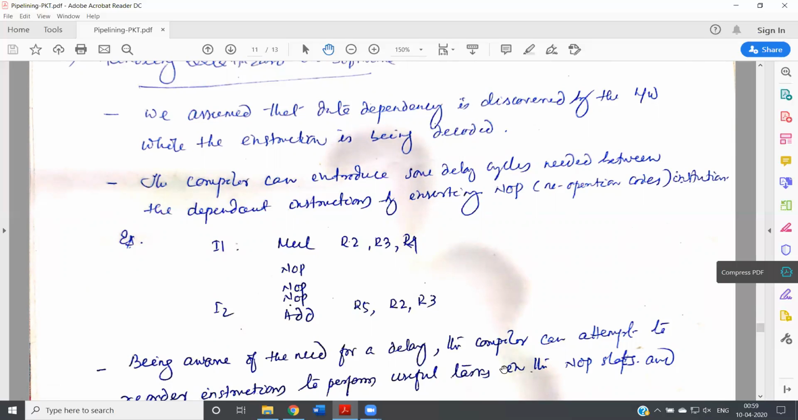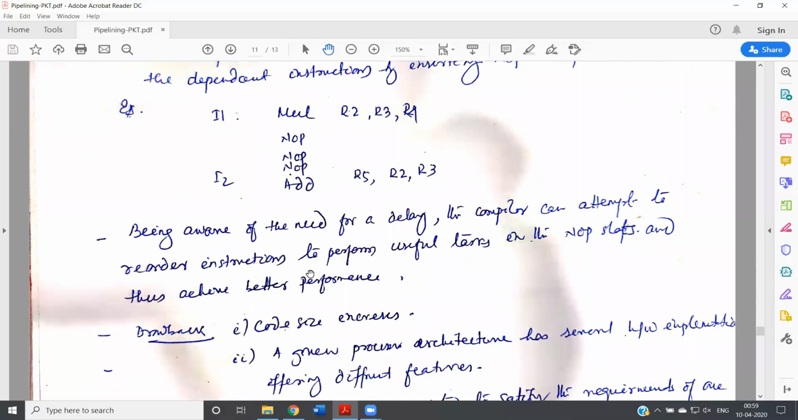We assume that data dependency is discovered by the hardware while the instruction is being decoded. The compiler can introduce some delay cycles needed between the dependent instructions by inserting NOP instructions. So being aware of the need for a delay, the compiler can attempt to reorder instructions to perform useful tasks in NOP slots and thus achieve better performance. So these NOP slots may be filled by some useful instructions. So in the meantime, the dependency can be resolved. It will execute some other instructions over here which are not dependent on this instruction 1.